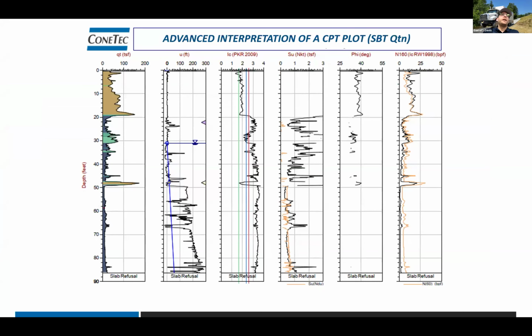So here's an advanced plot. Any of those calculated geotechnical parameters can be plotted. In this one, along with the corrected tip, the dynamic pore pressure, we've got IC or CPT material index, we've got undrained shear strength estimates, estimates of friction angle, and estimates of blows per foot. So in theory, you can tailor your advanced plots to show what's most important for your investigation or your individual site.